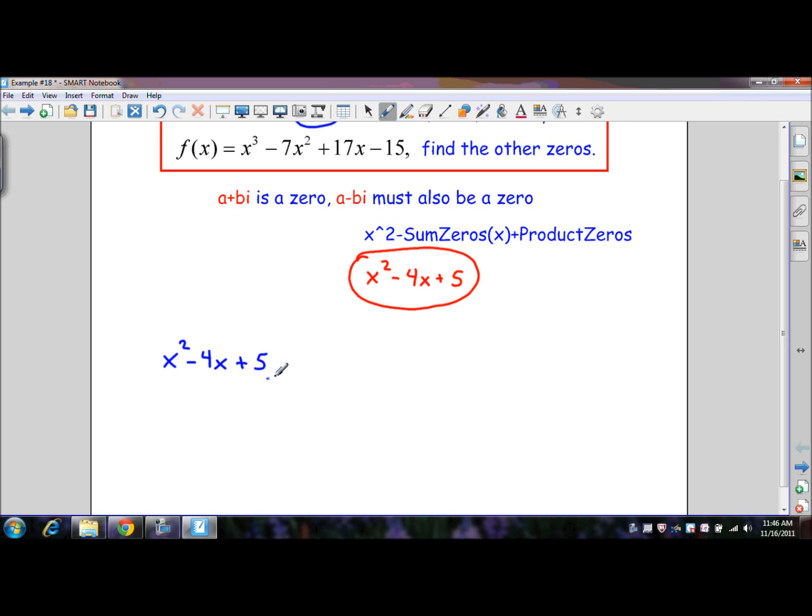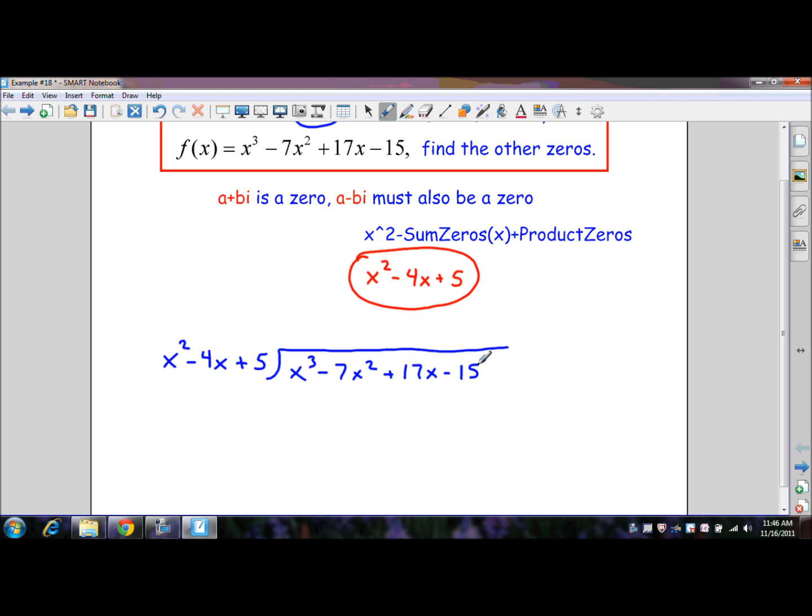So, I'm going to take the polynomial that I just created, which is x squared minus 4x plus 5, and I'm going to divide it into the original polynomial, which in this case is x to the third minus 7x squared plus 17x minus 15.